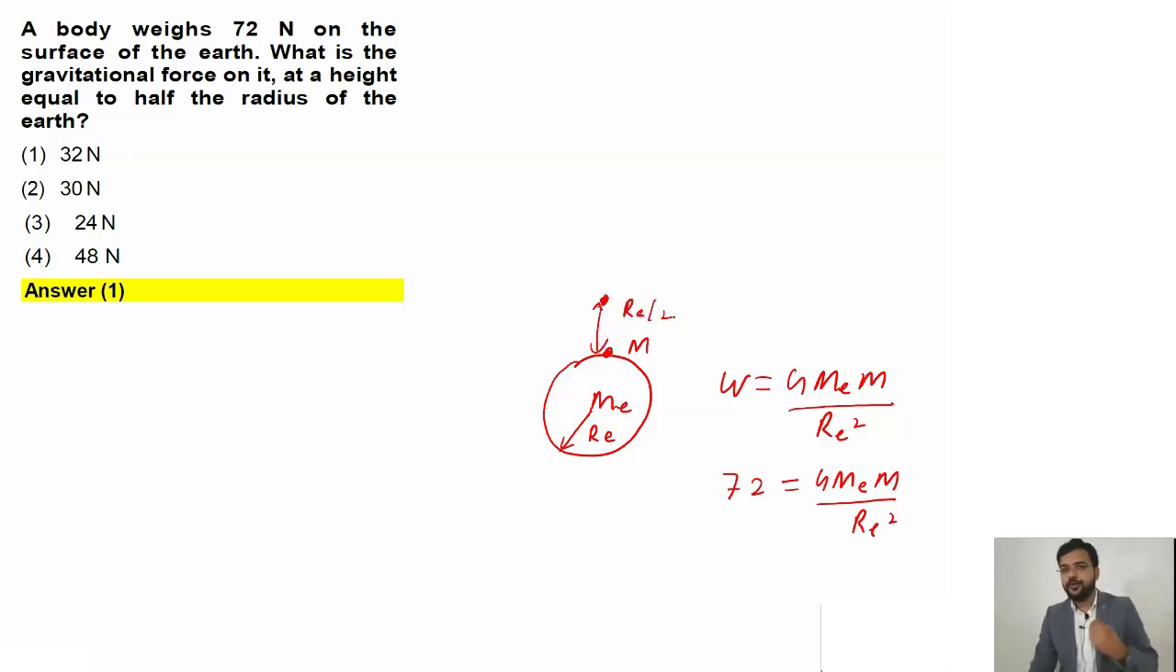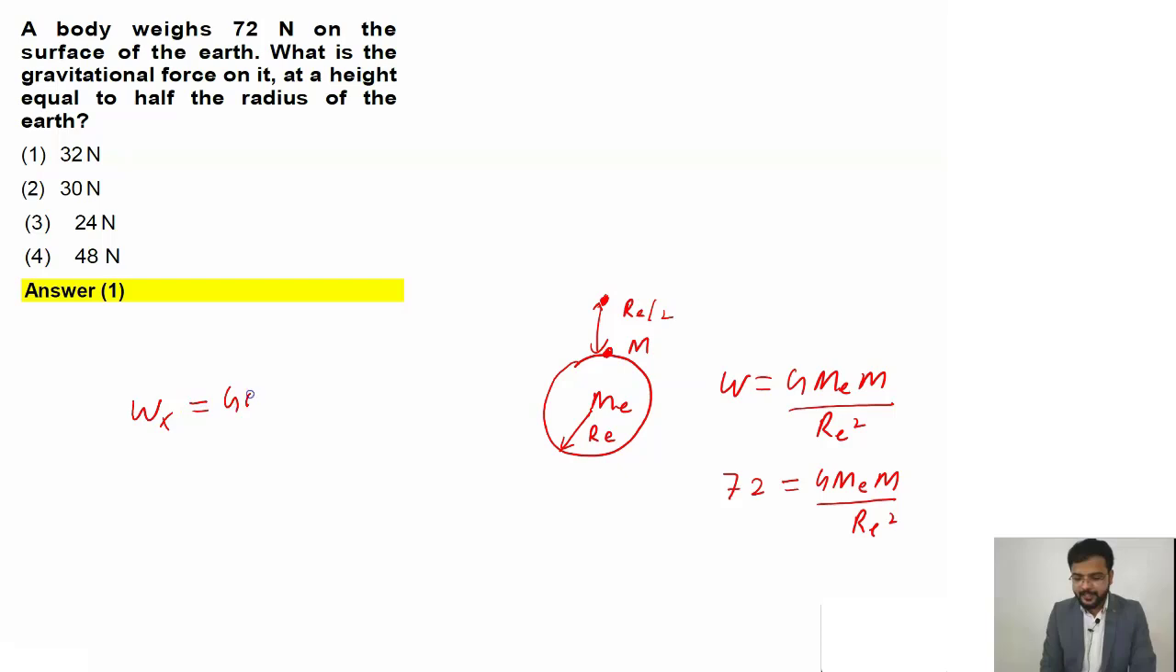So we know that when we go to a height from the earth's surface, the gravitational acceleration will decrease, and that's why the weight of the body will also decrease. So he is asking, when we go to Re by 2 height from the earth's surface, what is the weight of the body? So the value is 72 Newton. Let's suppose at Re by 2 height, the weight is Wx.